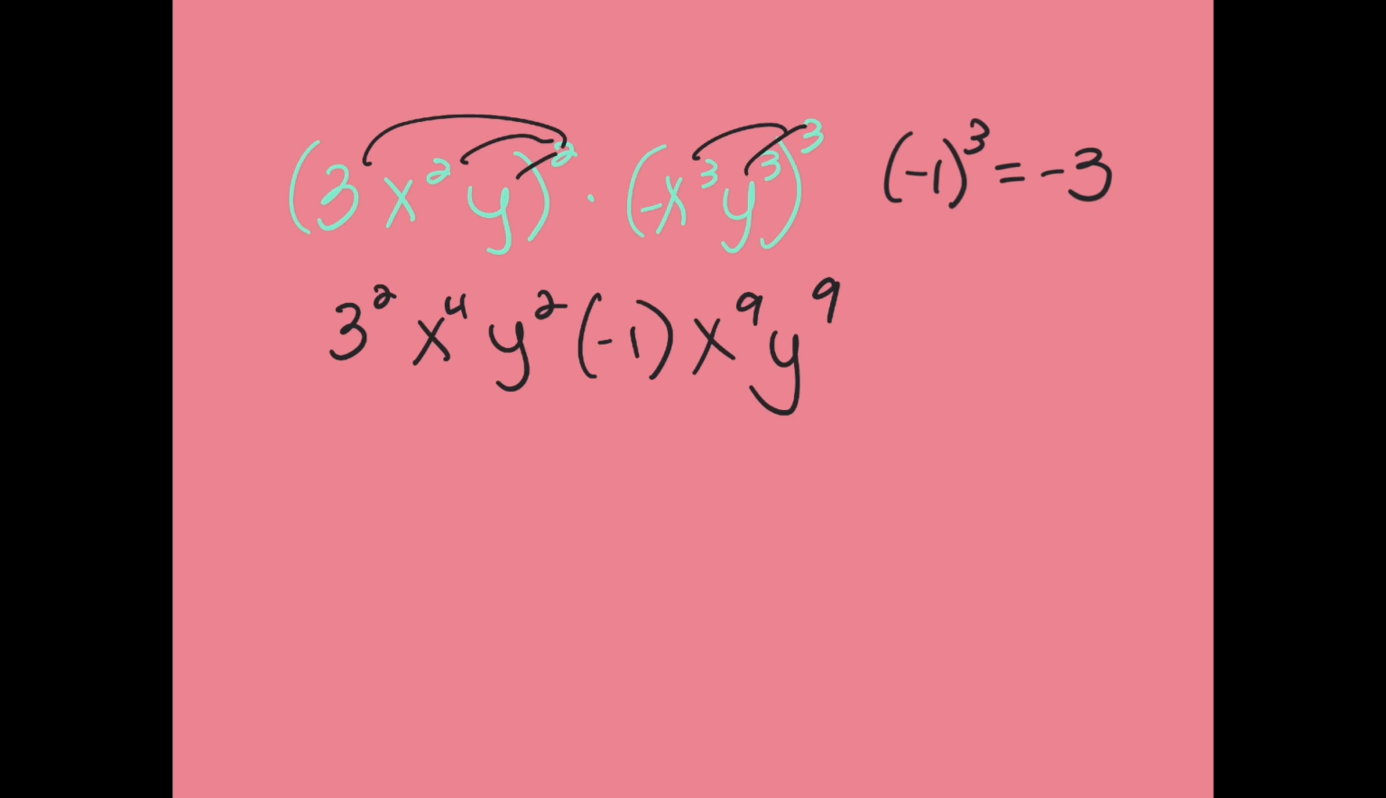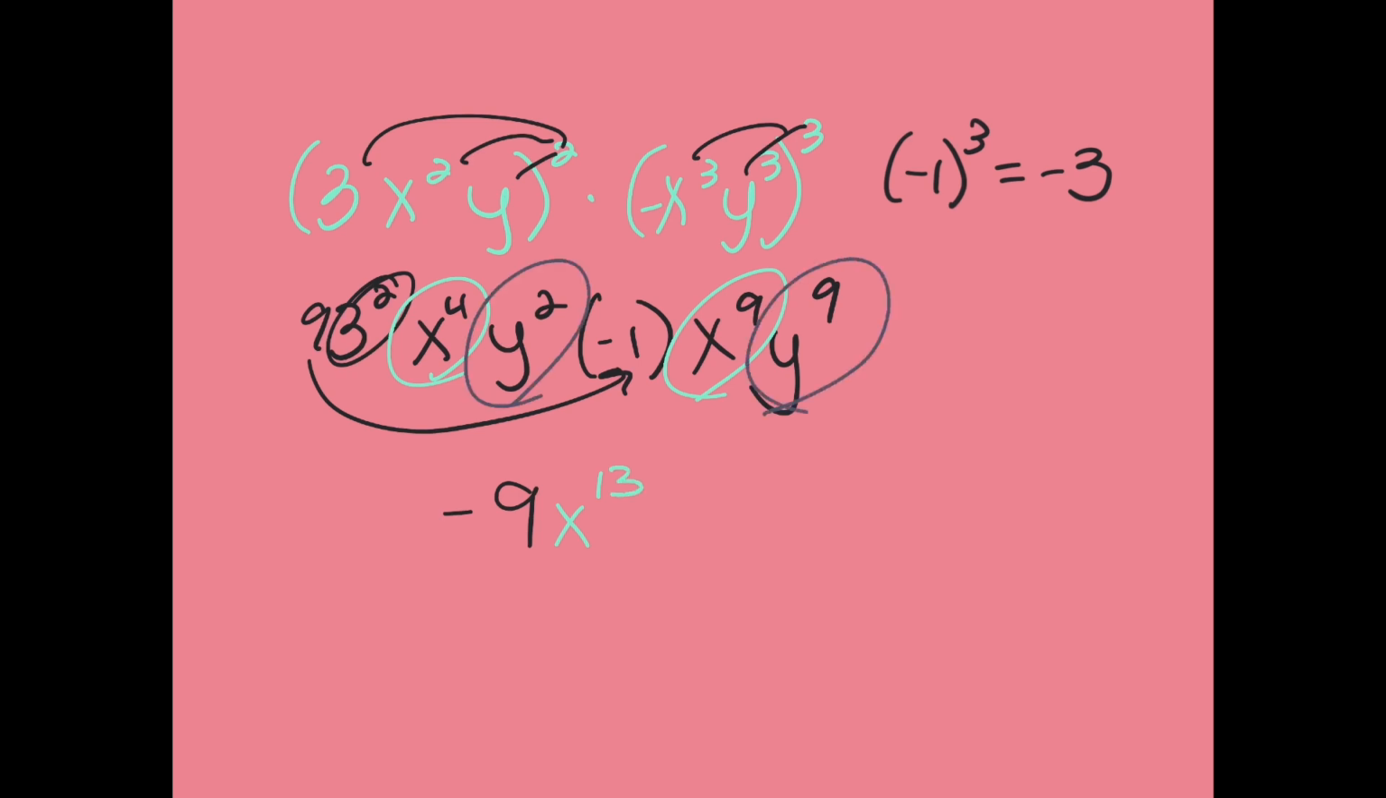Then I get negative 3 squared and negative 1 together. I want to multiply those. Positive 3 squared is 9 times negative 1 is negative 9. X to the 4th and x to the 9th is x to the 13th. And y to the 2nd, y to the 9th is y to the 11th.